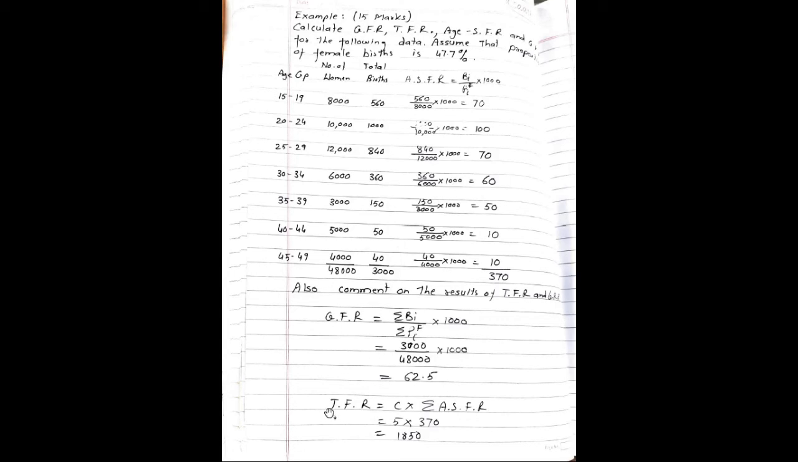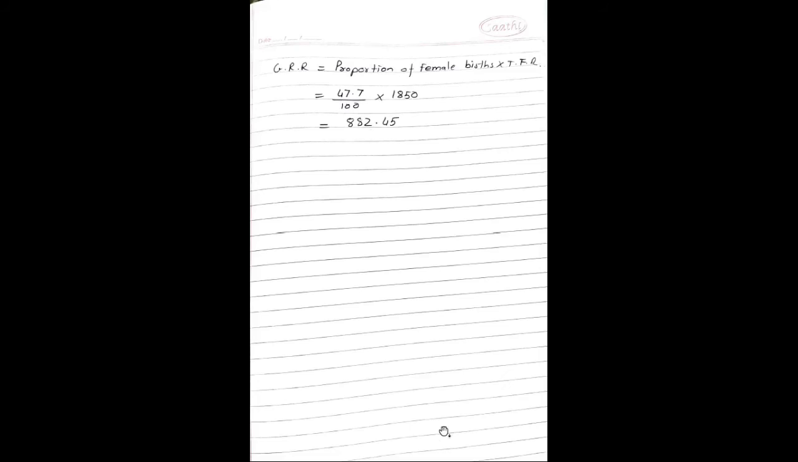Now to calculate the total fertility rate, we need to have the total of the ASFR column, which is nothing but 70 plus 100 plus 70 plus 60 plus 50 plus 10 plus 10. So the total becomes 370. And we know that the class width is 5 units. So TFR is equal to C into summation ASFR, which is equal to 5 into 370. So the answer is 1850.